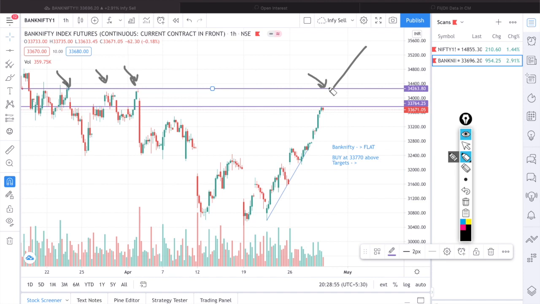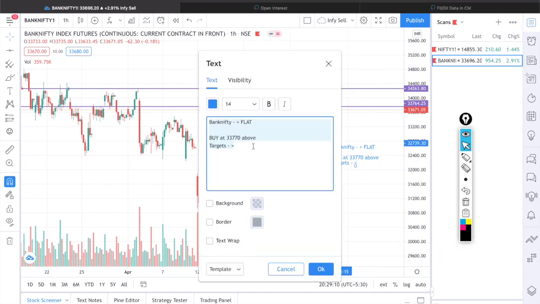Let's see what happens tomorrow in the market. According to the sentiments, you will move. But this is the level that is coming up. That is 34,263, or we can say 34,300 is the level. So let us just write down the levels. It will be easy for you. So 34,300 is the level, 34,300 is the target.